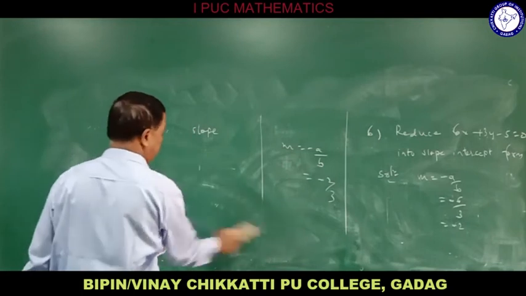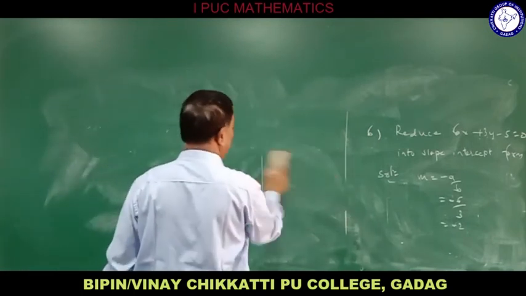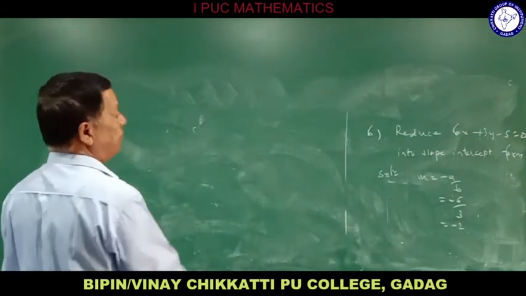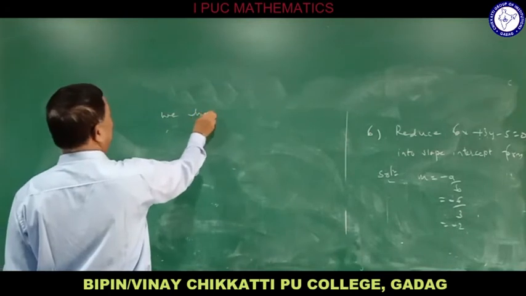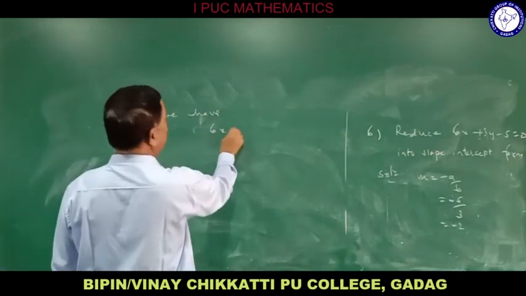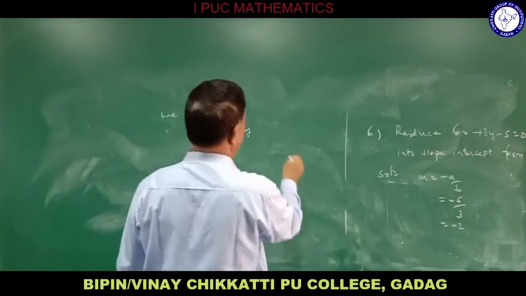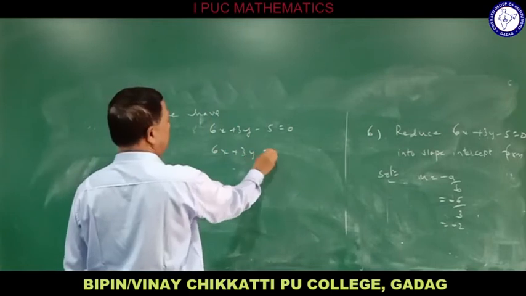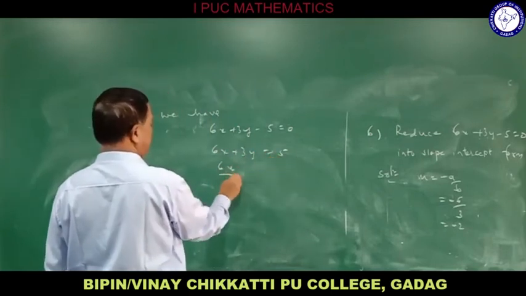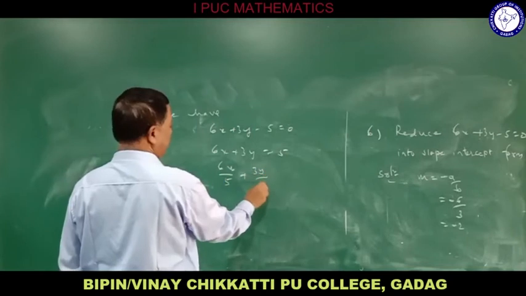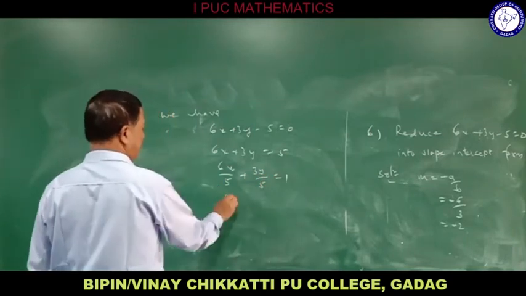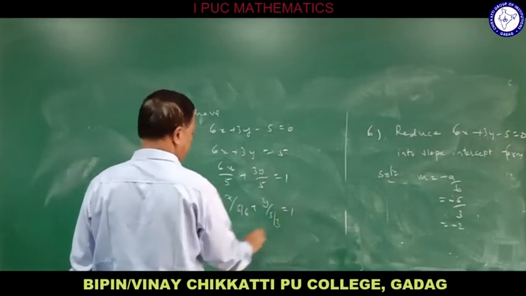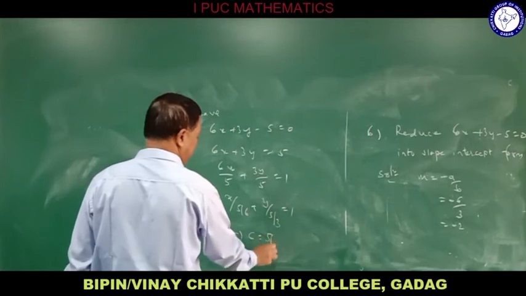Y-intercept, not x-intercept. So how do you find that y-intercept, that is the value of b? Here you see how you find this. We have 6x plus 3y minus 5 equal to 0. So you write 6x plus 3y is equal to 5, and 6x by 5 plus 3y divided by 5 is equal to 1. So x divided by 5 by 6, y divided by 5 by 3, is equal to 1. So the y-intercept is 5 by 3.